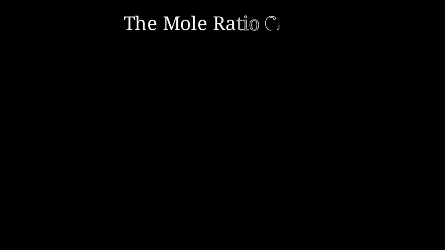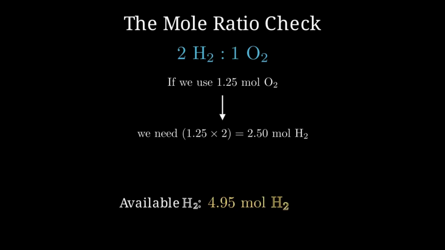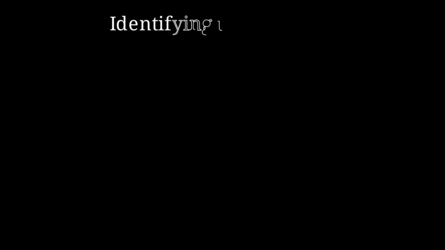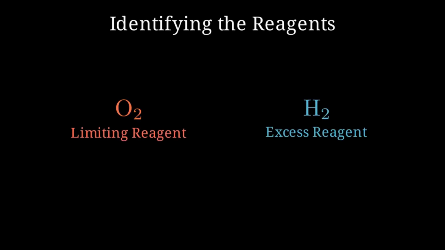Now we compare these amounts using the mole ratio from our balanced equation. To react all 1.25 moles of oxygen, we only need 2.5 moles of hydrogen. Since we have over 4 moles of hydrogen, we have more than enough. Because the oxygen will run out first, it is our limiting reagent. The hydrogen is the excess reagent because some of it will remain unreacted after the oxygen is gone.